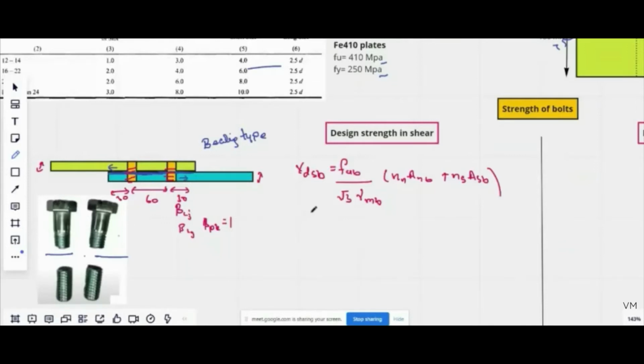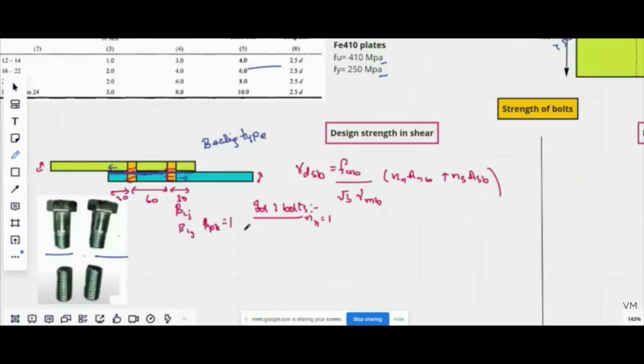In this case, we already know the f_ub value, which is 400. The net area of the bolt, that is, the area of the bolt at the threaded portion, is A_nb. n_n is equal to 1, because we are finding the strength for only one bolt. There are a total of 6 bolts, but in this case we are first calculating the strength in shear for only one bolt. So that is why n_n is equal to 1.